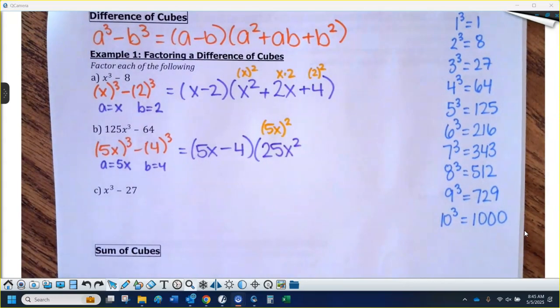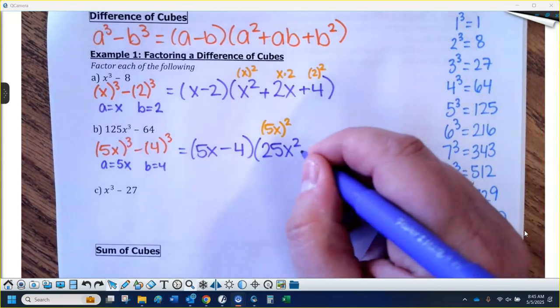If you guys want to check these, if I take the first term here, like the 5x, and multiply it by the first term here, which is the 25x squared, 5 times 25 will give you back the 125 from the original problem. X times x squared will give you the x cubed from the original problem.